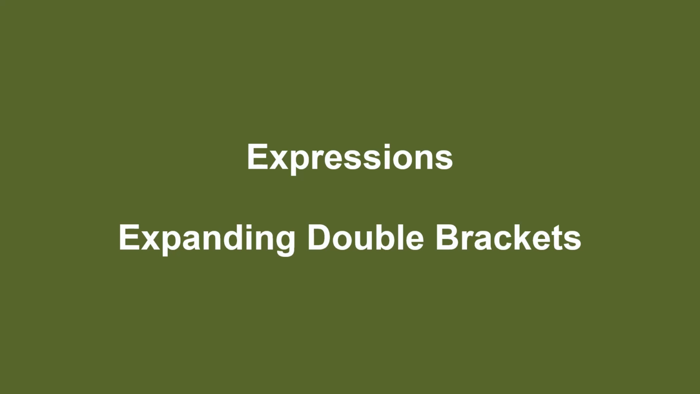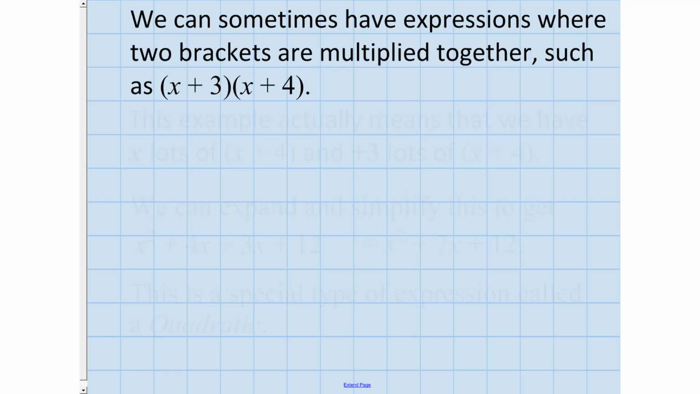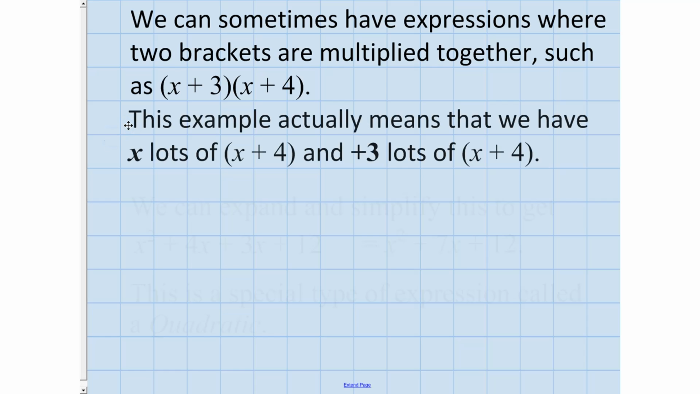Expanding double brackets. Now we can sometimes have expressions where two brackets are multiplied together, such as x plus 3 in one bracket multiplied by x plus 4. Now, this example actually means that we have x lots of x plus 4 and plus 3 lots of x plus 4. And we can expand that like we have done before with linear expressions.